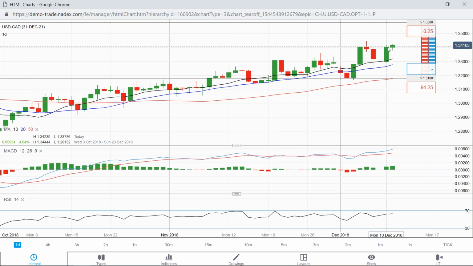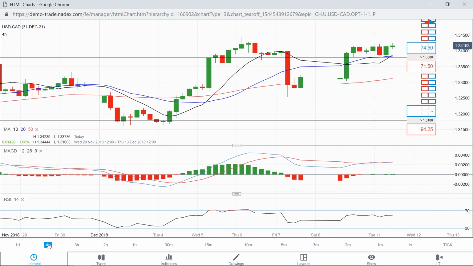We've got a nice bullish candle right there in the zone, in and around that zone. We're looking to get a break of the high of that candle. And then I think it looks like we might be putting in another higher high right here. So everything looks good for another move higher on the dollar CAD. If we move down to some of the other time frames, the 4-hour chart is a little bit mixed up.